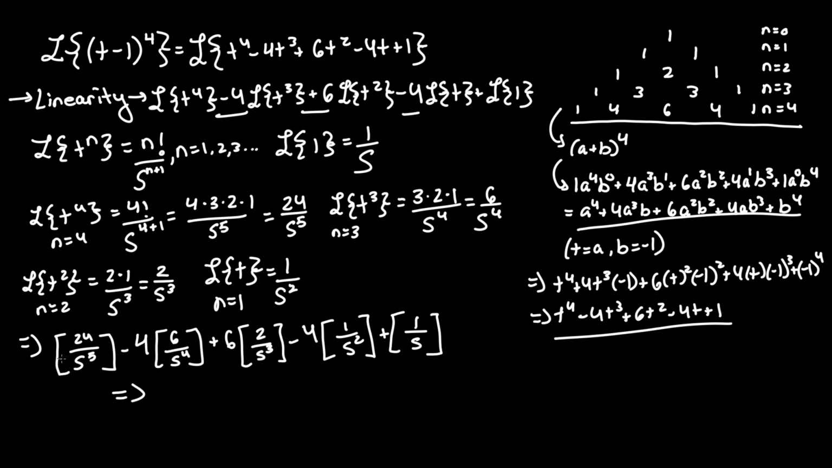Now for our final answer, multiplying all the coefficients inside the terms, we have our 24 over s to the fifth, minus 4 times 6, which is also 24 over s to the fourth, plus 6 times 2, 12 over s cubed, minus 4 over s squared, plus 1 over s. And that's our answer.